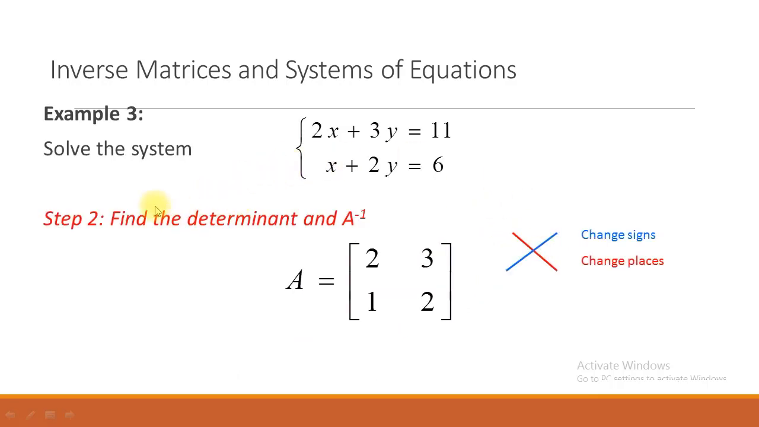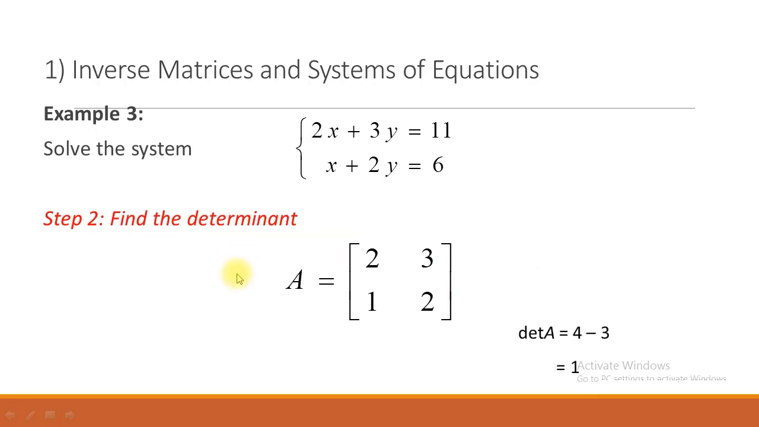Now in the second step, find the determinant and inverse of the matrix. First of all, find the determinant of the matrix. Since this is the coefficient matrix, the determinant of this matrix is 2 times 2, which is 4, minus 3 times 1, which is 3. So 4 minus 3 is equal to 1. So this is the determinant of the coefficient matrix.